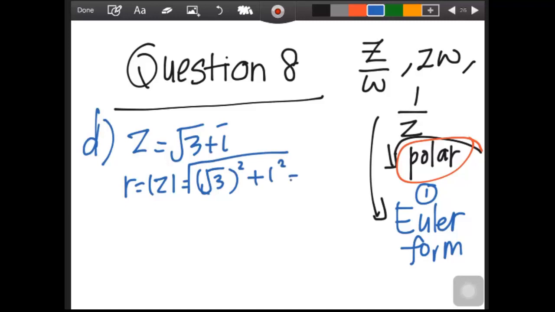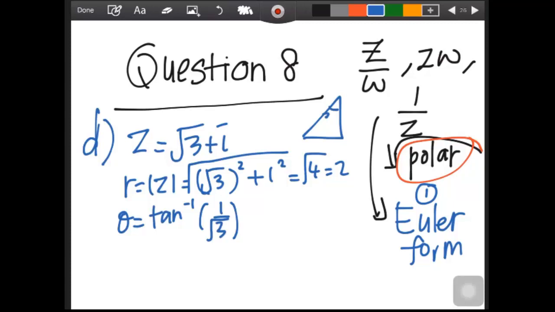So kita akan dapat 4 and 2 lah. Okay, then kita nak dapatkan dia punya theta. So shift tangent of 1 over sec 3. Okay, so ini 30 lah.